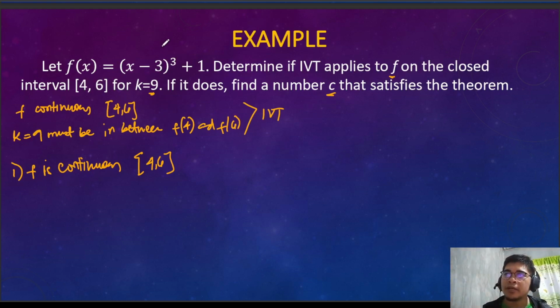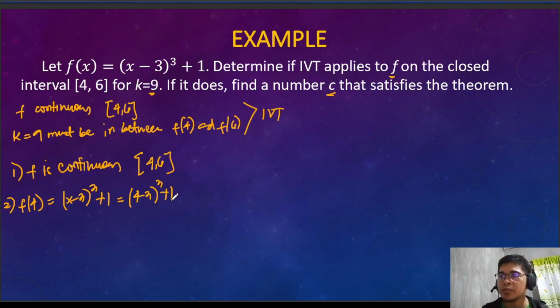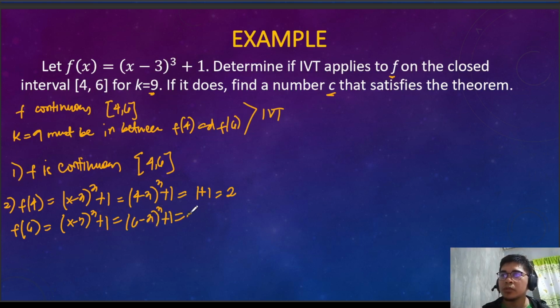So first identify the f of 4. F of 4: we have cube root of x minus 3 plus 1, which is equivalent to cube root of 4 minus 3, plus 1. So we got 1 plus 1 equals 2. And then f of 6 is equal to the cube root of 6 minus 3 plus 1, which is equivalent to 3 cubed plus 1. So that is 28.